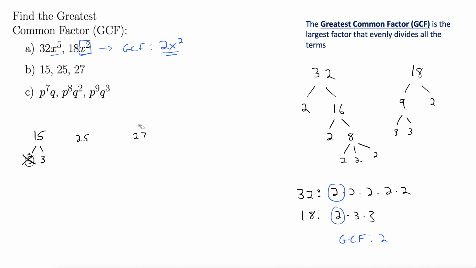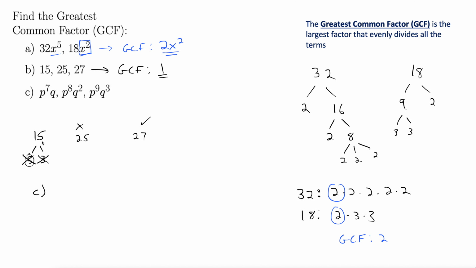Okay, well then it must be 3, right? Well, 3 evenly divides 27, but it doesn't divide 25. So it can't be 3 either. Thus, the only number that evenly divides all three of these numbers, 15, 25, and 27, is 1. So we have a GCF here of 1. Right? In mathematical terms, we would say those numbers are relatively prime. Okay, but that doesn't really matter.